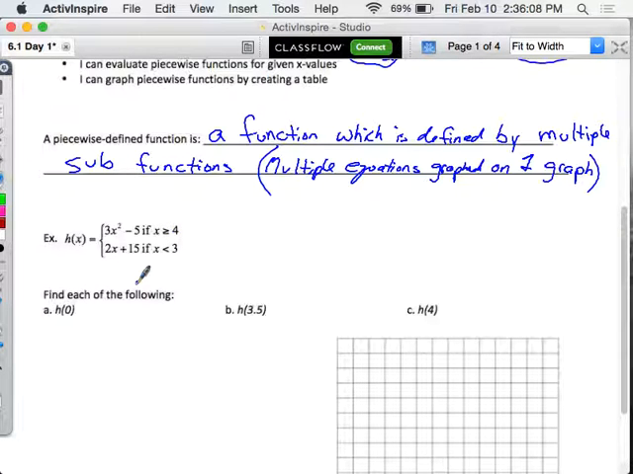If we're going to plug in something less than 3, so if we're plugging in 2, 1, 0, something like that, then we're using this bottom equation. So it says plug it into the top one if the x value is greater than or equal to 4. Plug it into the bottom one if your x value is less than 3. All right, so let's practice a couple of these.